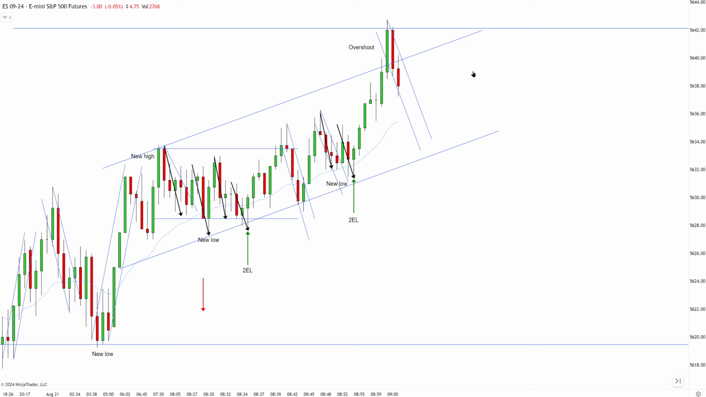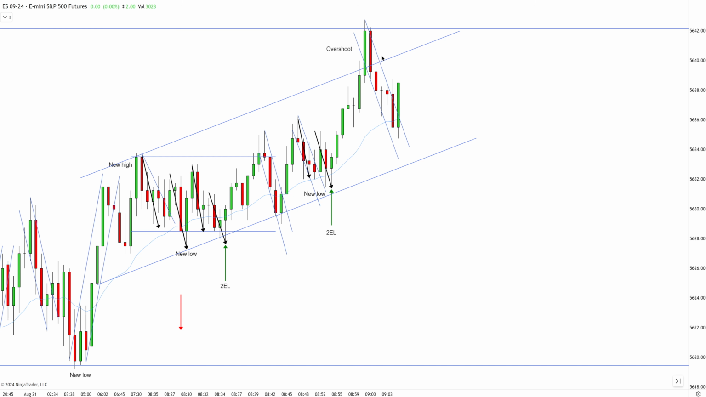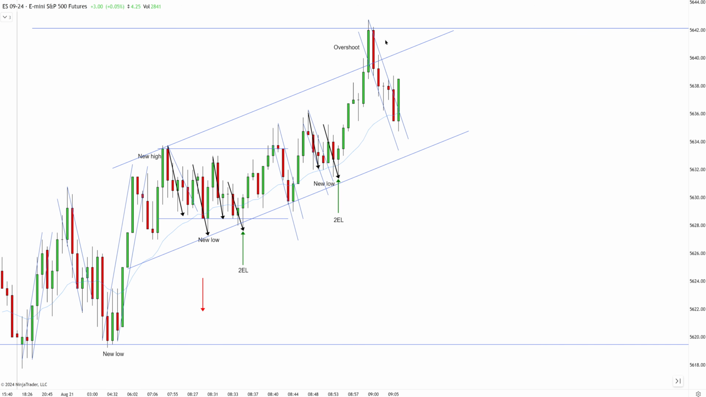So every single time I have overshoot, I have to skip the very first second entry. So now I have a new high, first entry long, second entry long. Can I take it? I cannot, because after overshoot, we have to skip the first second entry. There can be a stronger reversal. So this is a common trap. Not every second entry is created equal.